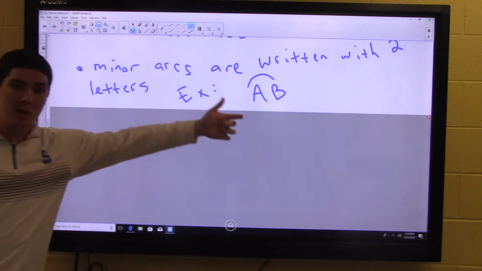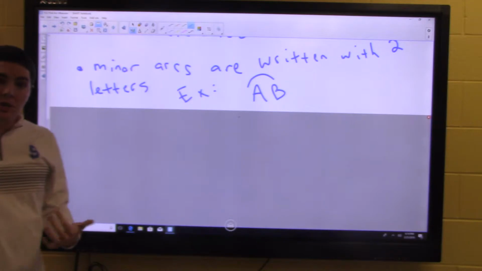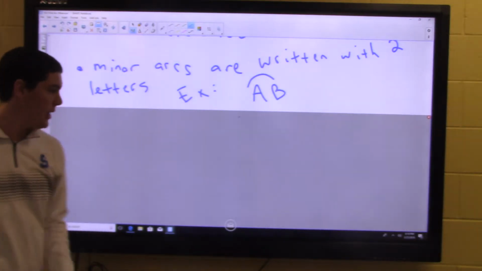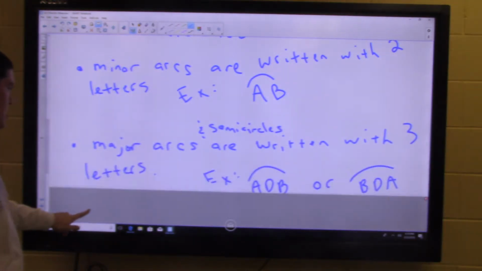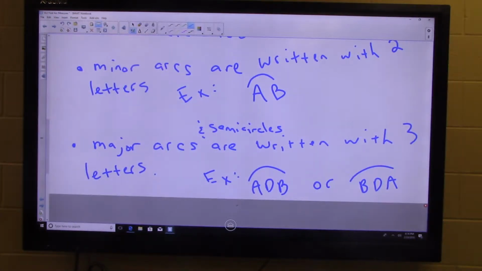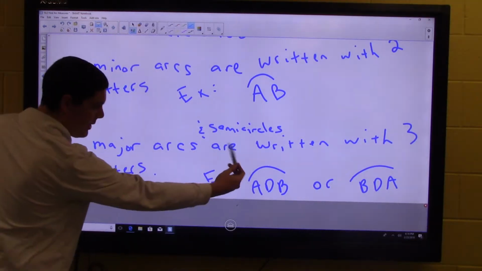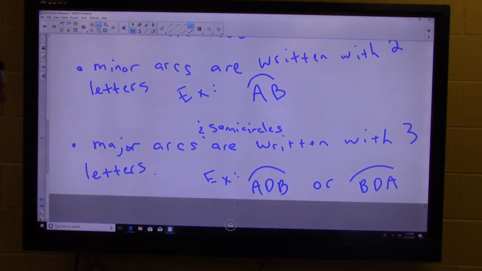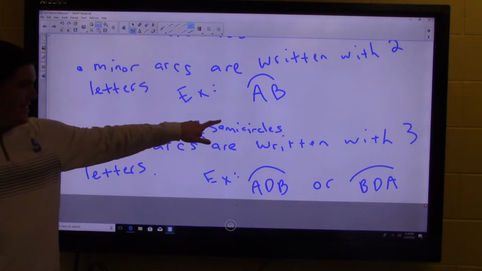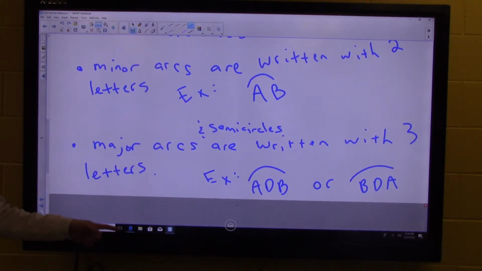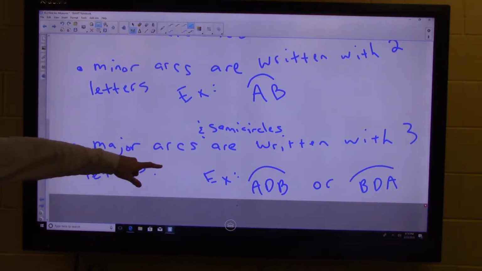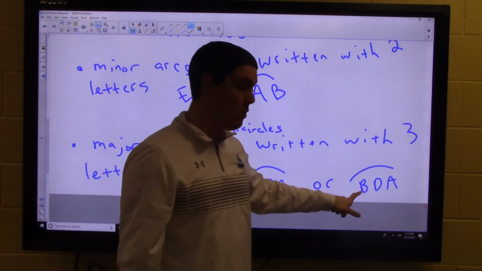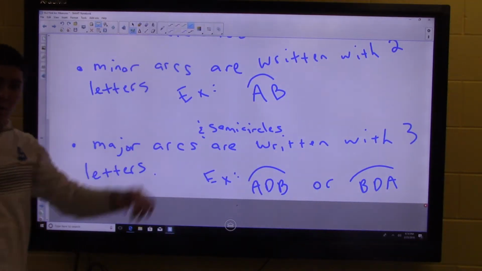Now major arc, you might be able to guess how we write major arcs. How many letters? Kind of gave it away. 3. There's going to be 3 letters you need to use when you're labeling a major arc. So major arcs and semicircles are written with 3 letters. An example that I have is arc ADB, or you could write it as arc BDA. So I'm talking about the circle that I've drawn up there previously.